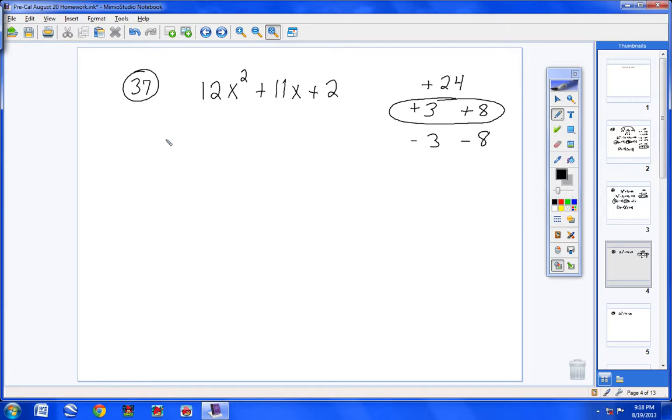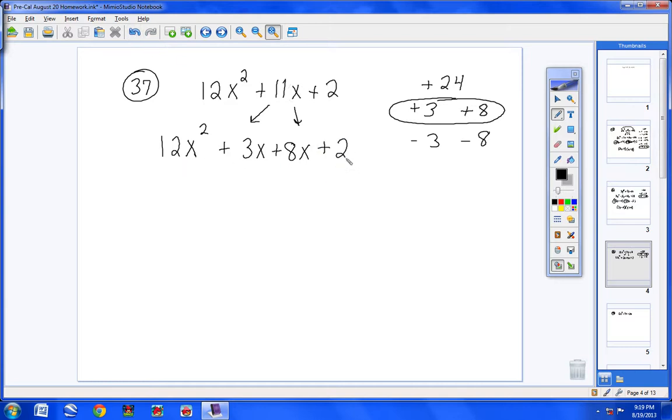So remember, you bring down your first term, and then right here in place of the 11x, you're going to put two terms. You're going to put a positive 3x, and I got that from this number right here, and a positive 8x, and I got the 8 from this number over here. Why did I use an x? Because your middle term was an x term. And then bring down your positive 2.